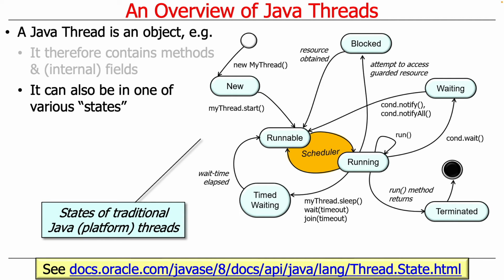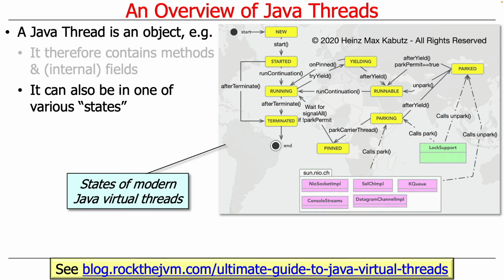And then at some point along the way, the run method will return, either because it fell off the end or an exception that was not caught occurs, in which case the thread is terminated. So those are some of the states of classic Java threads, platform threads.